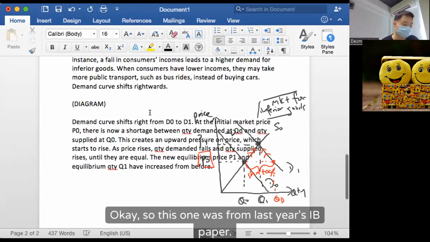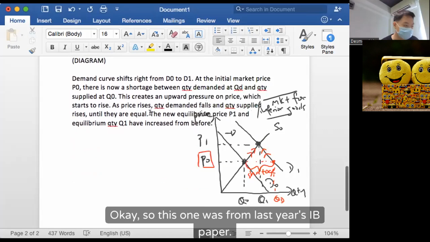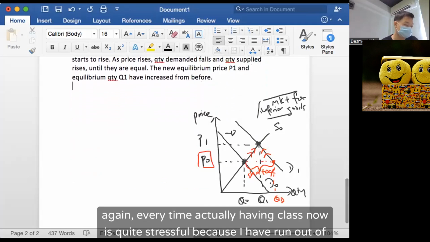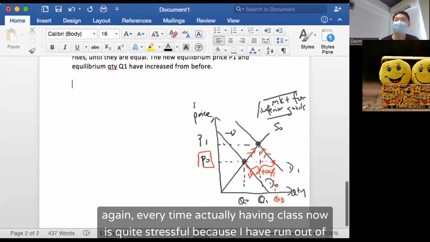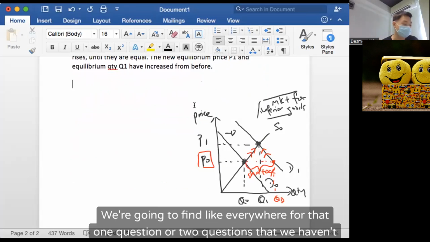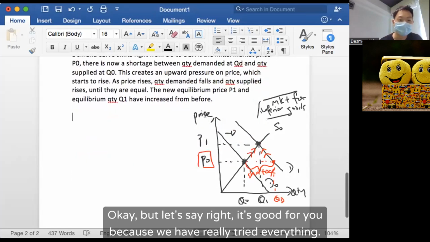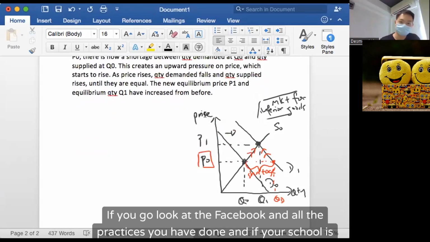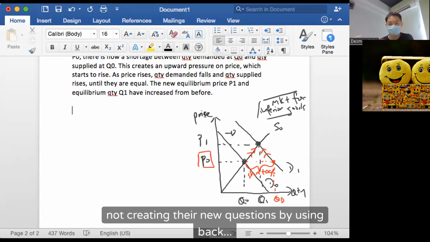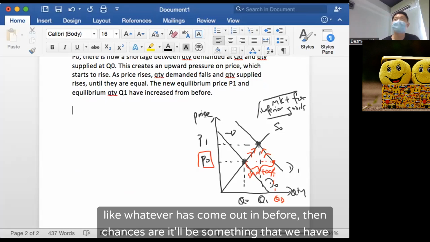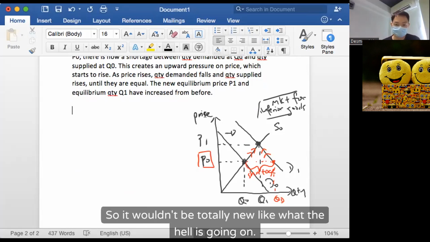Okay, so this one was from last year's IB paper. Every time, actually having class now is quite stressful, because I have run out of a lot of questions, going everywhere to find that one question or two questions that we haven't done. But that said, it's good for you because we have really tried everything. If you look at the Facebook and all the practices you have done, and if your school is not creating new questions but using whatever has come out in IB before, then chances are it'll be something that we have done at least once before. So it wouldn't be totally new, like, what the hell is going on?